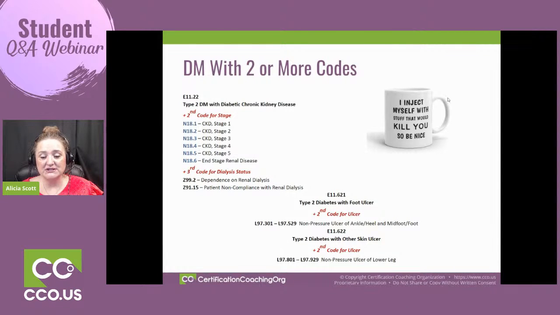And then look down at other, and you've got 0.801 through 0.929, non-pressure ulcer of the lower leg. You could have multiple pressure ulcers. So you would code once E11.621, and you could have a pressure ulcer on both feet. So you could have laterality in there.